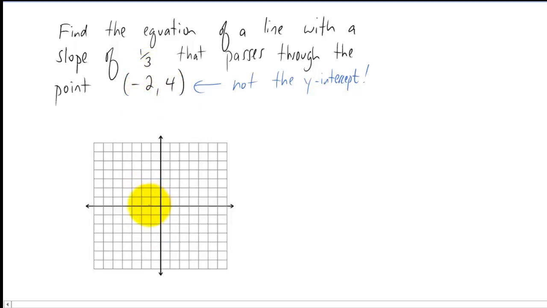So one thought would be, well, maybe we can plot the point, maybe we can graph the equation and figure out from the graph what the y-intercept is. So here's your point, -2, 4. And if we count out a slope of 1/3, that's a rise of 1 and a run of 3, and so on. So there's your line, but you'll notice it's not totally clear what the y-intercept is. You might be able to figure it out, but in general, graphing every single line to figure out what the y-intercept is not going to be a technique we want to use. Instead, we're going to use a formula.